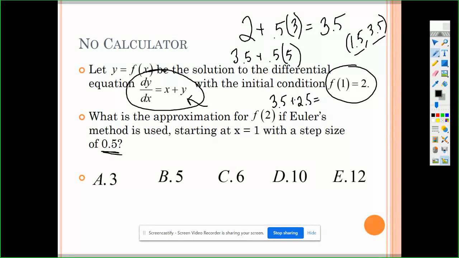And yes, you can't use a calculator here. You can do this. You get 6. And we are done. We now know that f of 2 equals 6, so my answer is C.